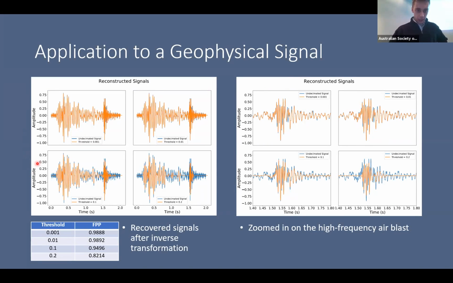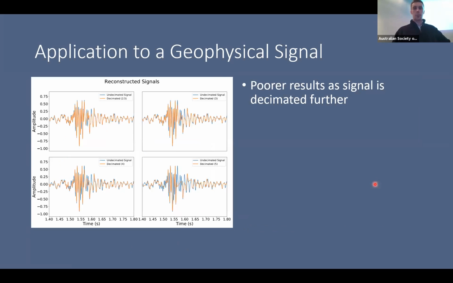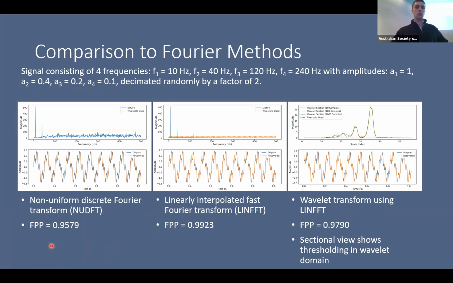So the 4 panels are using the thresholds shown in the previous slide. And I think some of them are pretty good, some of them not so good. And the plot on the right just shows zoomed in on the high frequency air blast event. So again, some of them are pretty good, some of them not so good. And this just shows that as we decimate further, the results do degrade somewhat. So I think we'd agree that those wavelet examples looked a bit better than the initial Fourier examples.